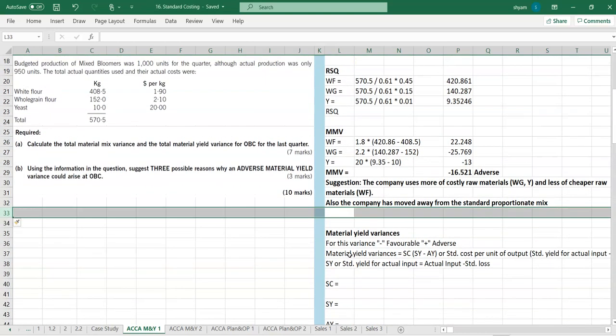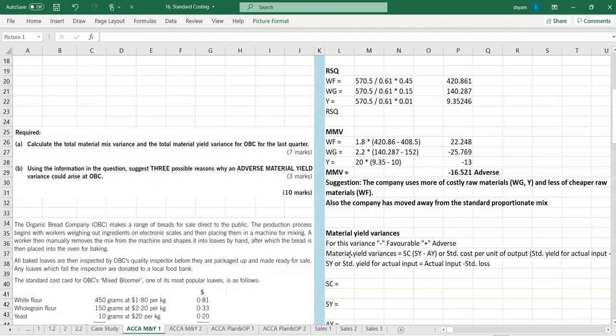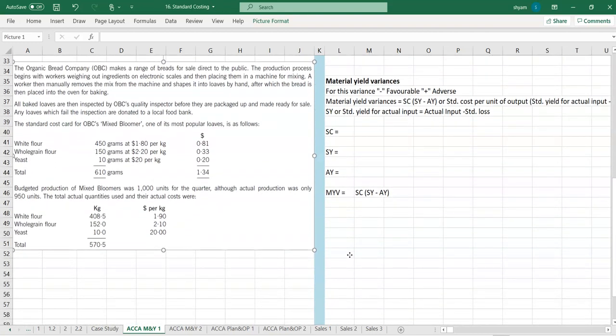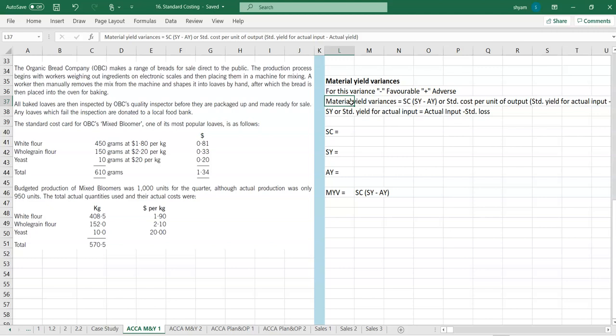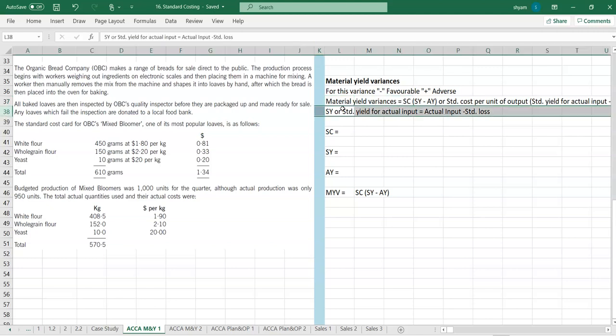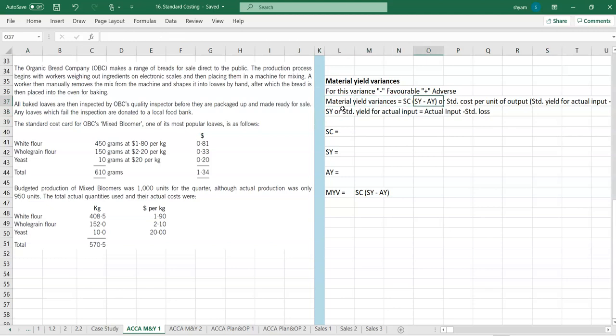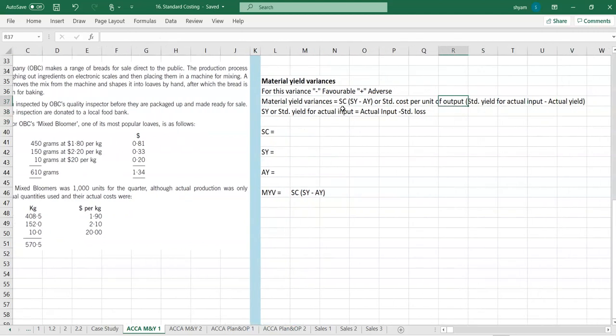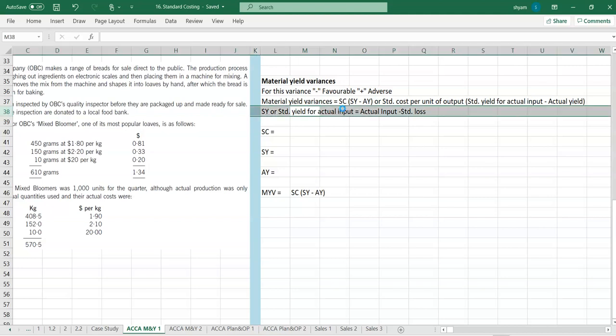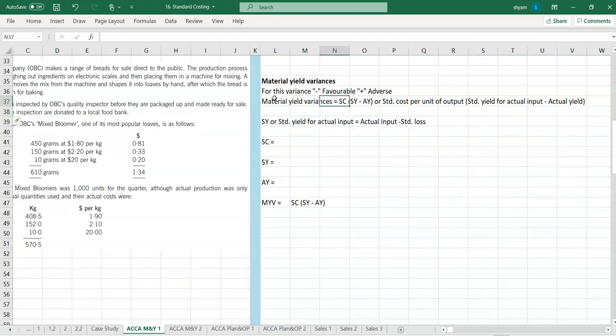So we'll work out the yield variance. To work out the yield variance, we need the numbers, so we'll put them here. How does the yield variance work? Yield variance has a logic like this. SE refers to the standard cost per unit of output, into standard yield for actual input, minus the actual yield. So that's the concept here. I think we'll show you the variance a little bit lower.